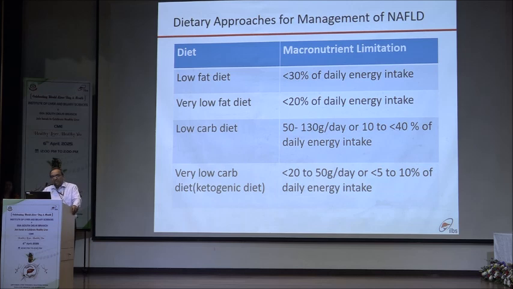As far as dietary approaches are concerned, as I have already said, low-fat diet is when less than 30% of daily energy intake is from fat. Very low is when it is less than 20%. Low carb means less than 40% of daily energy in the form of carbohydrate, and very low carb when it is 5 to 10%. This 5 to 10% carb diet we know as keto diet. A lot of fat we consume instead of carbohydrate.